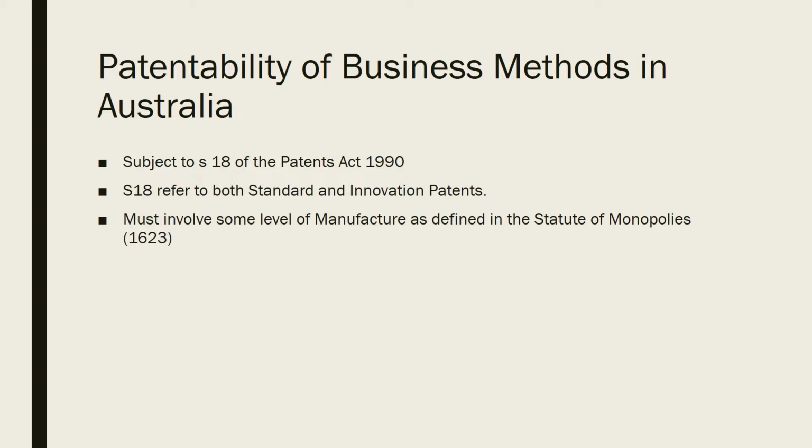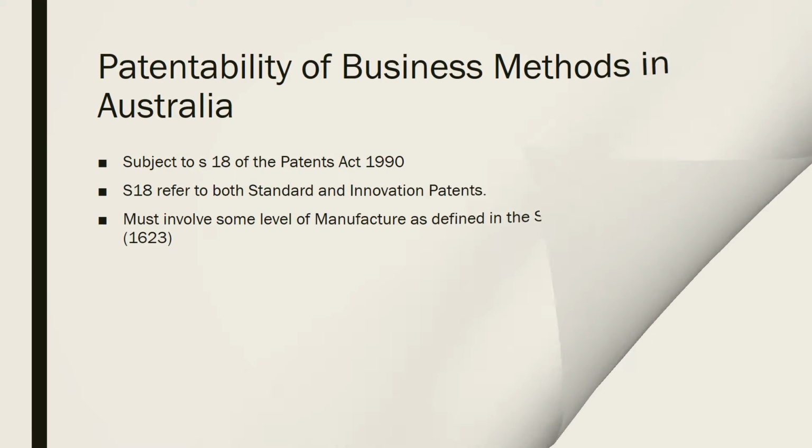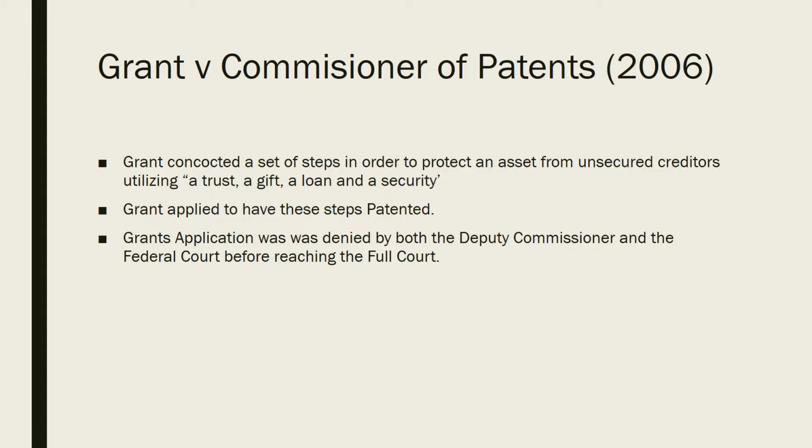In regards to business method patents in Australia, it is the decision made in Grant and the Commissioner of Patents that solidifies the importance of manner of manufacture. In this instance, Grant concocted a set of steps in order to protect an asset from unsecured creditors utilising a trust, a gift, a loan, and a security, a set of steps that essentially put up a barrier and made it more difficult for unsecured creditors to make a claim on the asset.